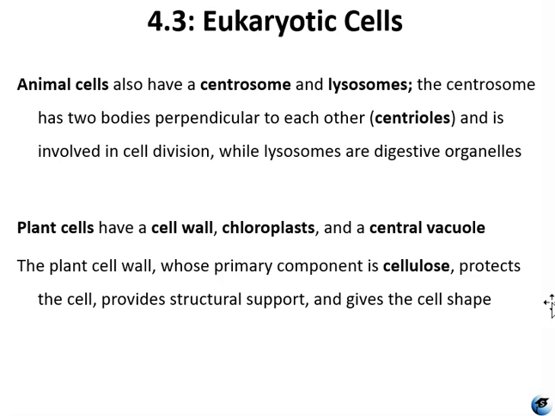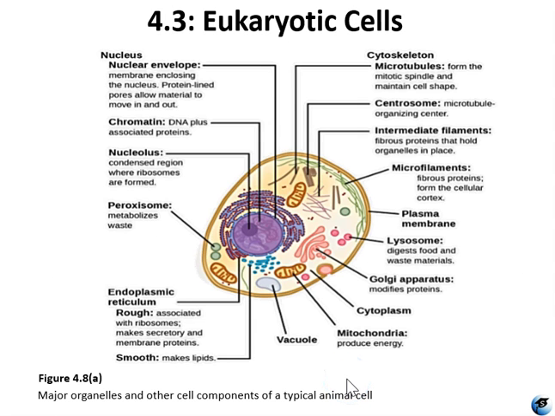Animal cells, plants, fungi, and protists are all eukaryotes. Animal cells have centrosomes and lysosomes. Plant cells do not. Plant cells have a cell wall, chloroplasts, and central vacuoles. Animal cells do not. Otherwise, animal and plant cells all have the same organelles. So let's have a look at those now. This figure shows the major organelles of a typical animal cell.